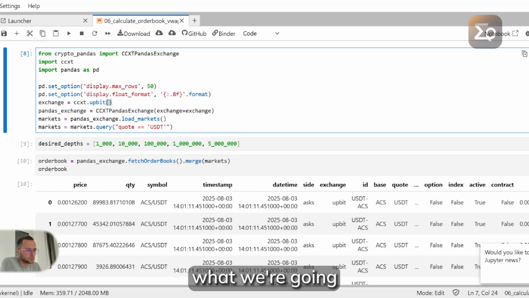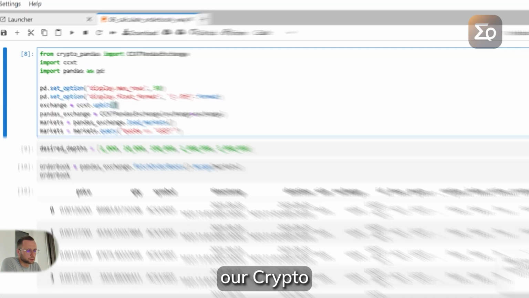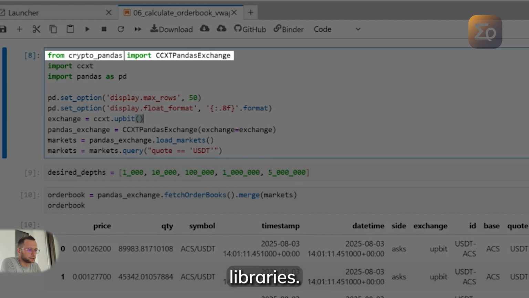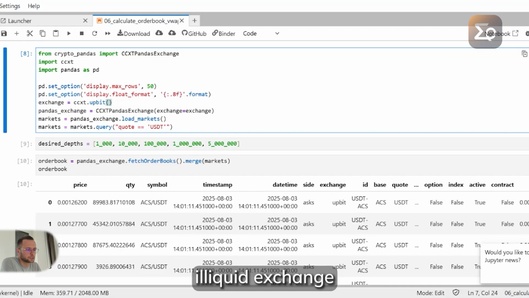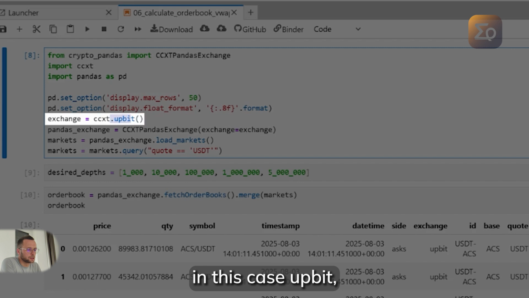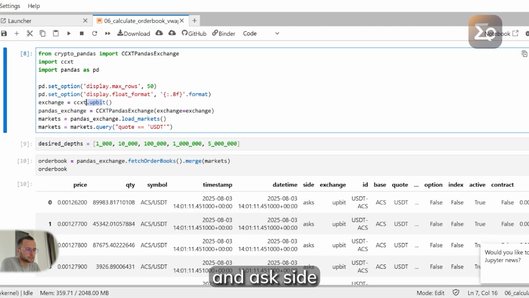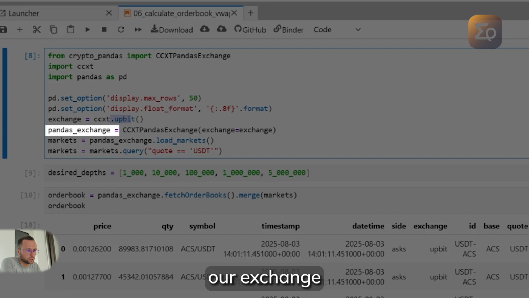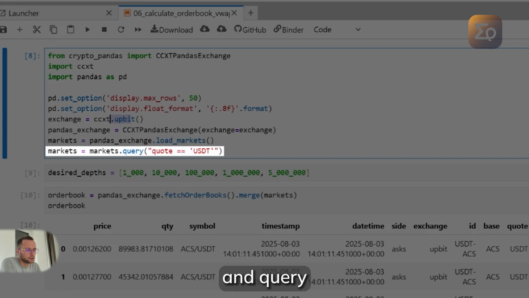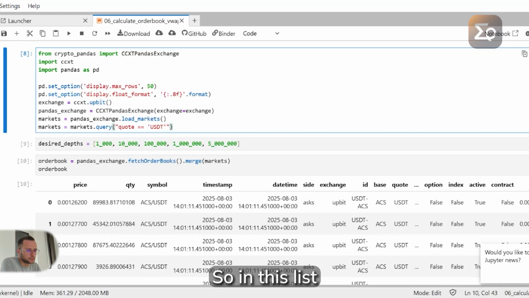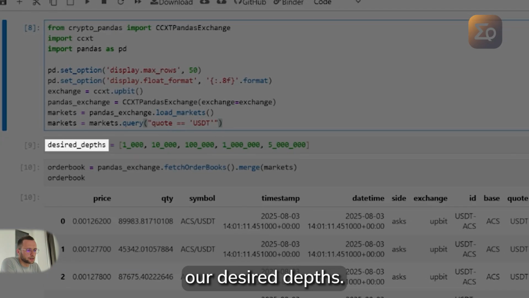So as always, what we're going to do is start by importing our CryptoPandas and CCXT libraries. And today we're going to be using a liquid exchange, in this case a bid, so that we can better see the changes in prices on the bid and ask side as we move away from bid-ask spread in the middle of the order book. Once we have initialized our exchange and pandas exchange objects, we can load our markets and query just the USDT symbols. So in this list, we're going to define our desired depths.